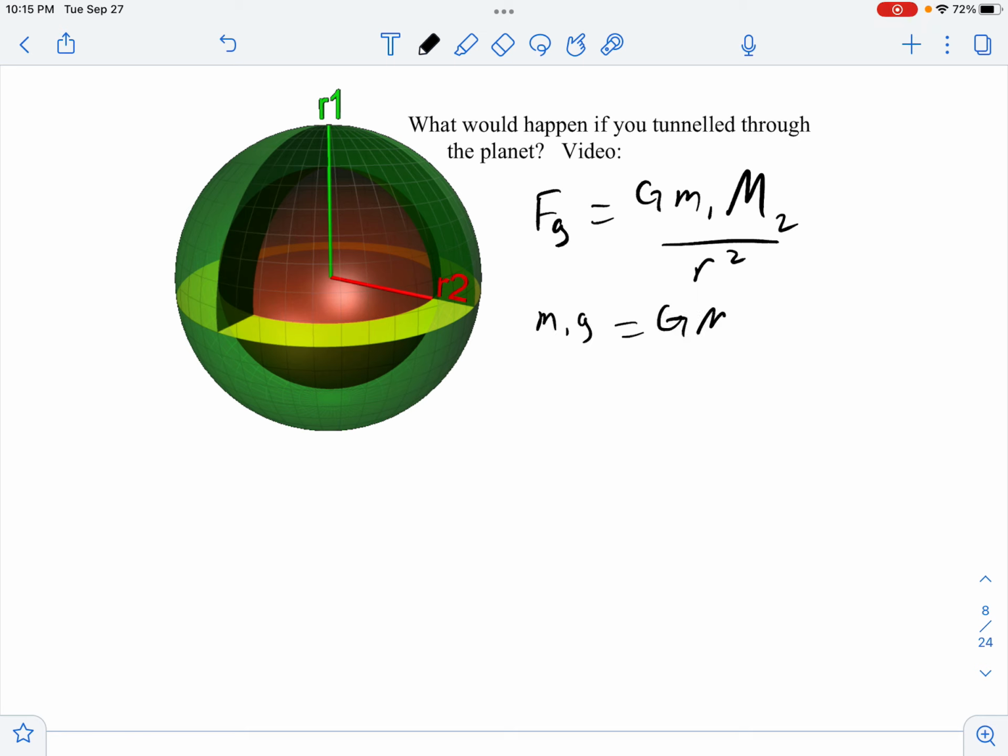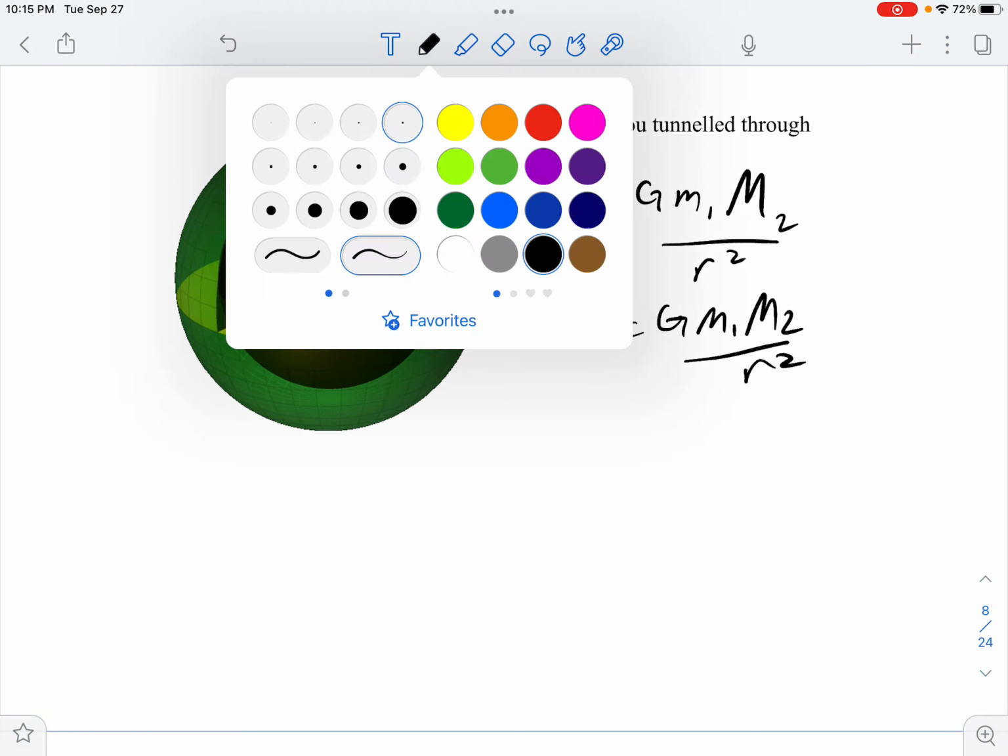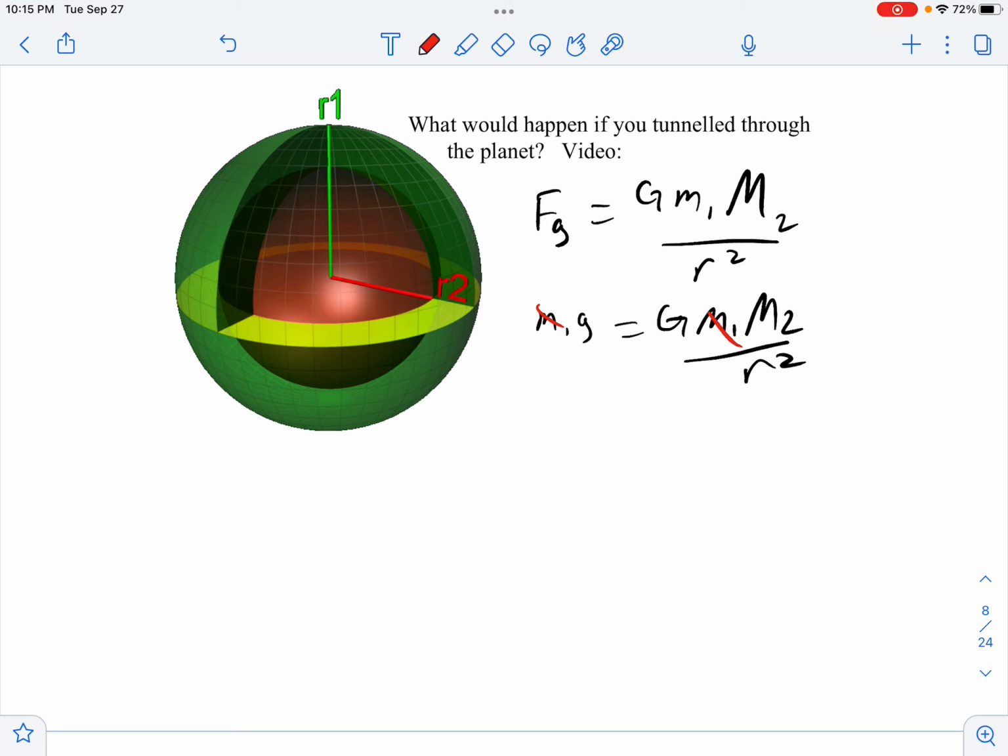Big G, m1, m2 over r squared. Now, of course, we all weigh different amounts, but the real constant is the effect that we feel from gravity. It's 9.8, and we think about that as meters per second squared, but you can think about that as newtons per kilogram as well. How many newtons per kilogram of mass? So how much force we get for every kilogram of mass. Our mass doesn't even matter.